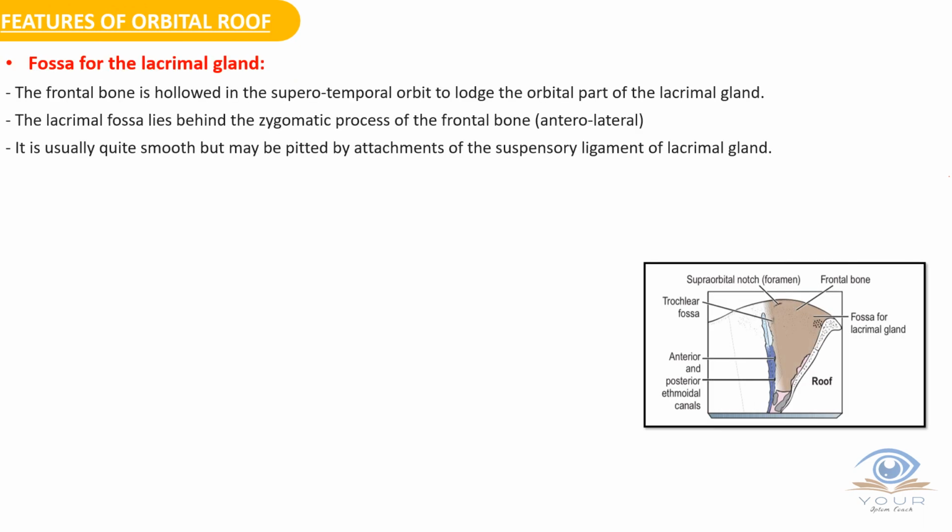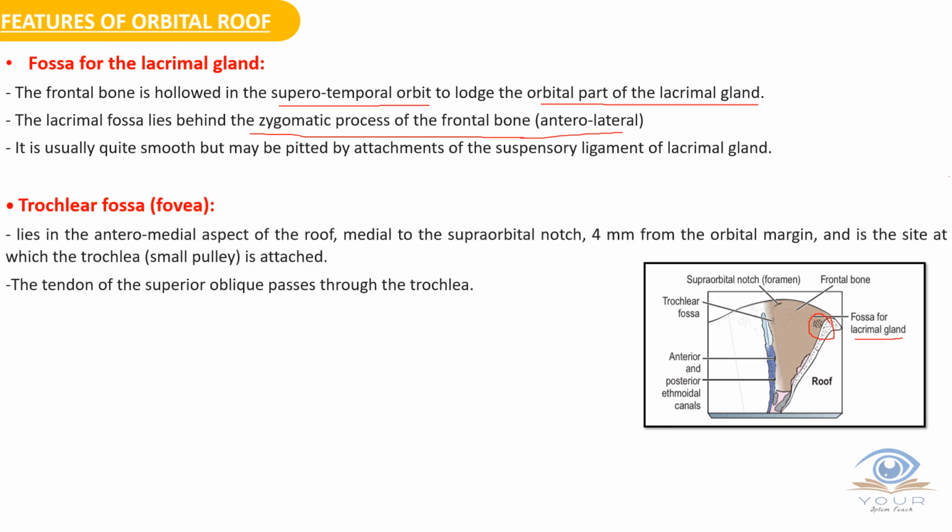Now coming to the features of the orbital roof. So there is a fossa for the lacrimal gland, which is a hollowed structure in the superiotemporal part of the orbit, which lodges the orbital part of the lacrimal gland. The lacrimal fossa lies behind the zygomatic process of the frontal bone in an anterolateral area. So this is the fossa, and it is usually quite smooth, but it may be pitted as shown in the picture by the attachments of the suspensory ligament of the lacrimal gland.